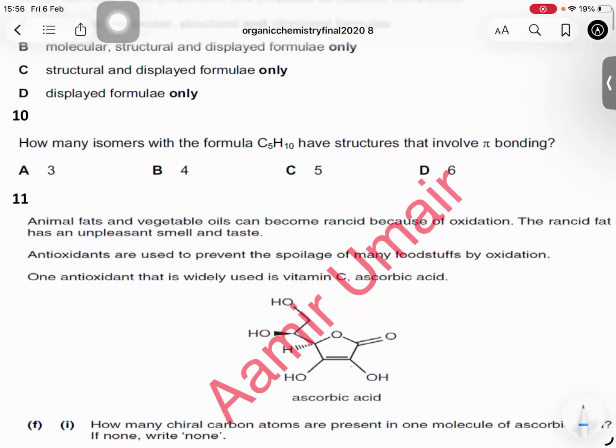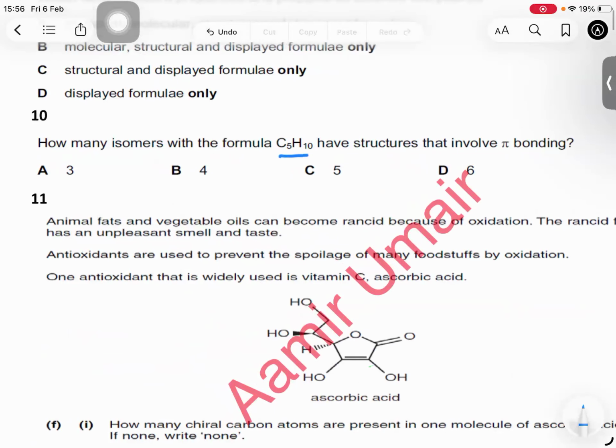Okay, can you draw how many isomers with formula C5H10 have structures that involve pi bonds? Pi bond is the double bond. So he's asking us to draw all structural isomers for C5H10. Can you please do it? Give it a shot. Please draw all possible structural isomers of C5H10 which contain a pi bond. It means you cannot make cycloalkane. Otherwise there is one isomer with cycloalkane, which does not have a pi bond.